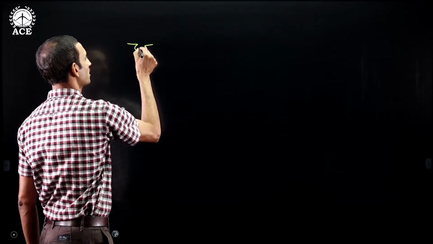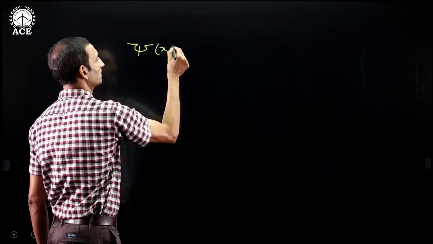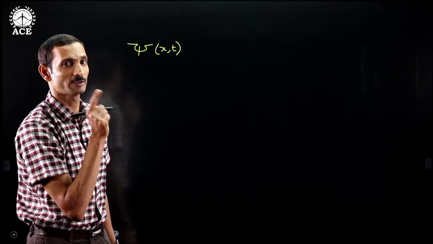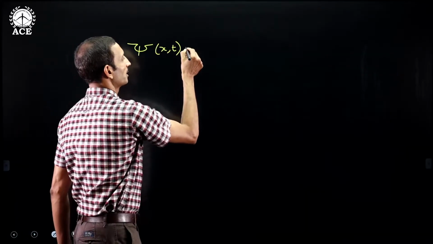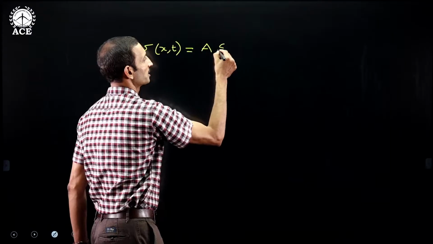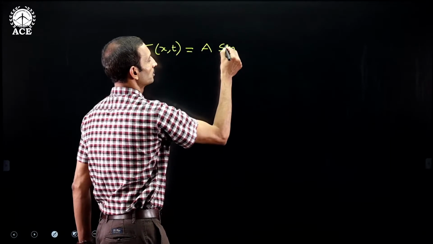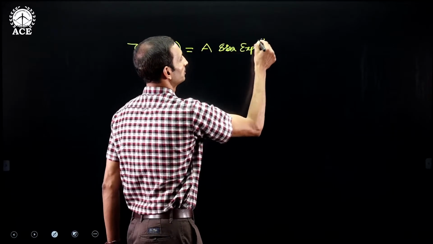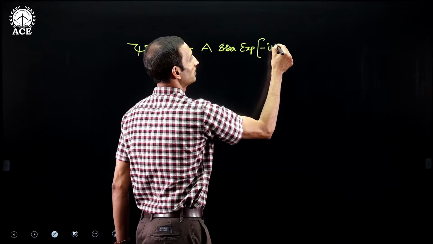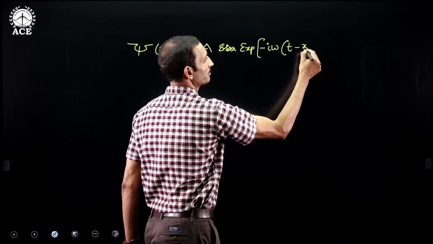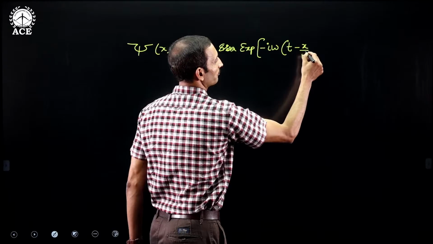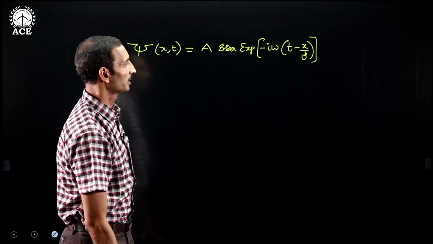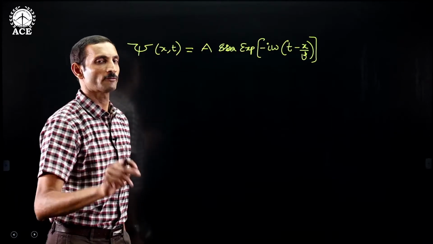We write this as psi of x, t. Psi is nothing but the wave function. X is the position of the wave at a given instant of time t. So it can be written as A into exponential of minus i omega into (t minus x by v'), where v' is nothing but the wave velocity and omega is the wave angular frequency.